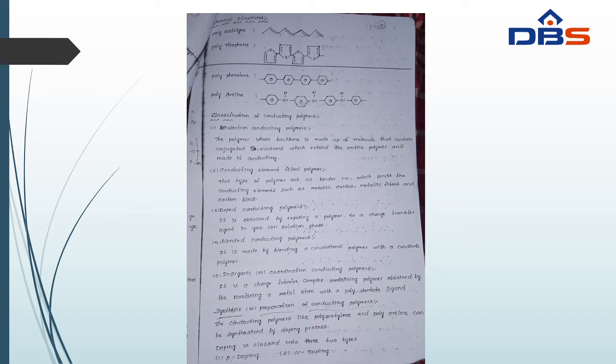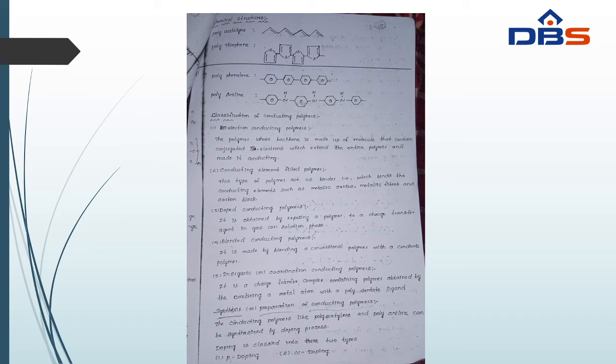Fourth one, blended conducting polymers. It is made by blending a conventional polymer with a conducting polymer. That is called blended conducting polymers.